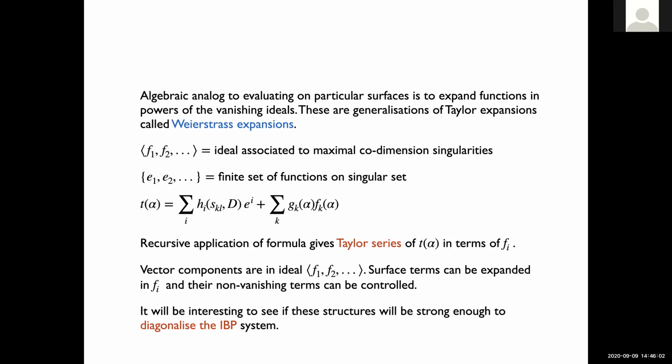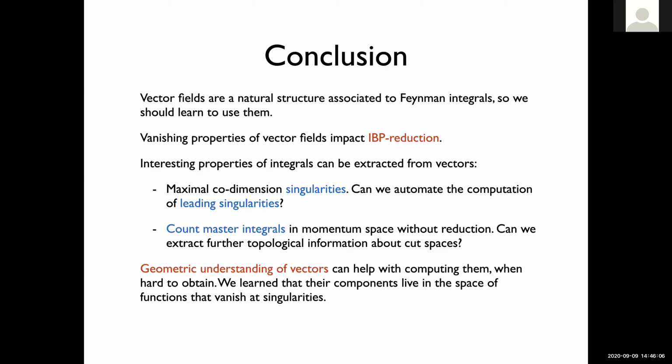Okay, I was very short here because I think I'm out of time already, so I'm trying to conclude. We discussed vector fields, which are a natural structure associated to Feynman integrals. There's the cut surface, and these are properties of the cut surface, so they naturally appear. We have seen that properties of the vector fields have an imprint on the IBP reduction.